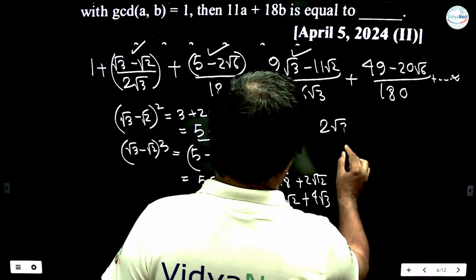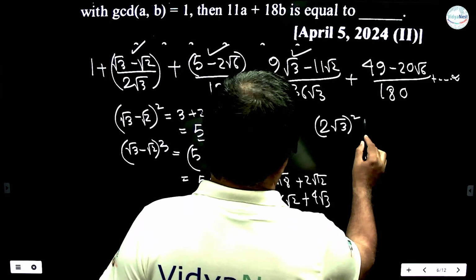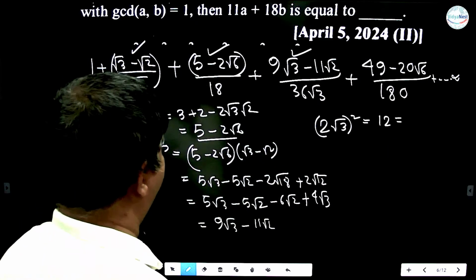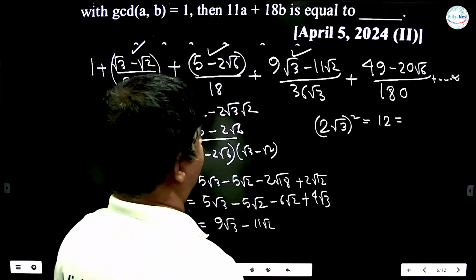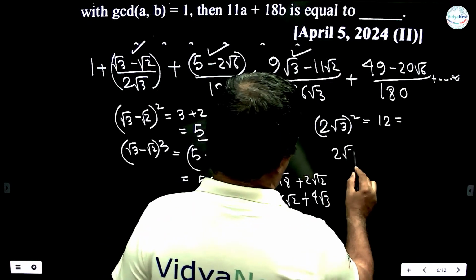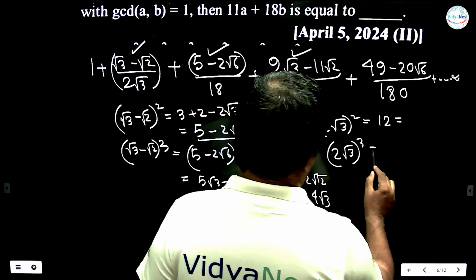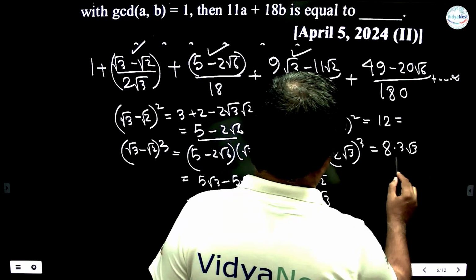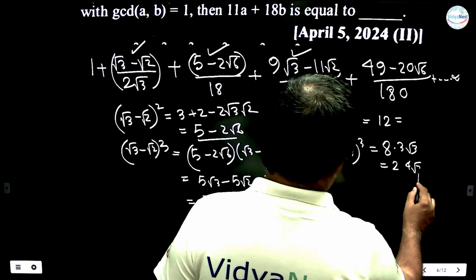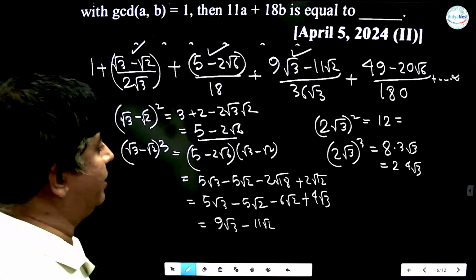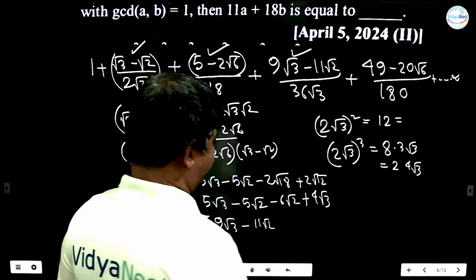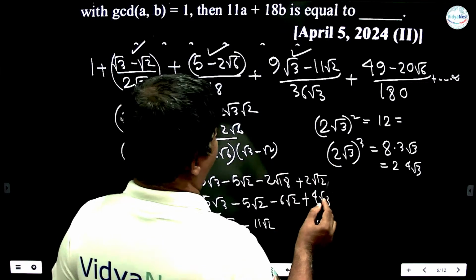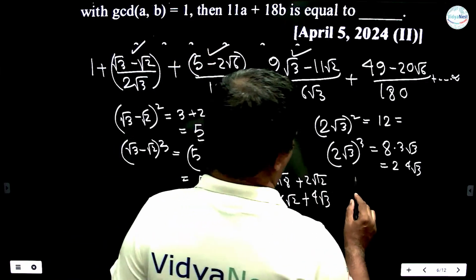2 root 3 whole square, that is 12. But here it is given 18. 2 root 3 whole cube, that is 8 into 3 root 3, that is 24 root 3. But here it is given 36 root 3. Yes or no? So we are not getting that parity, that similarity which we got in case of the numerator.